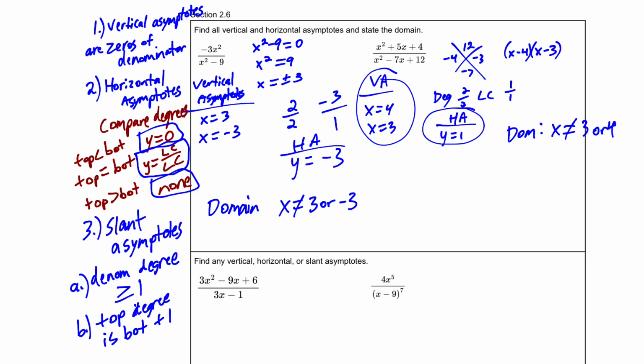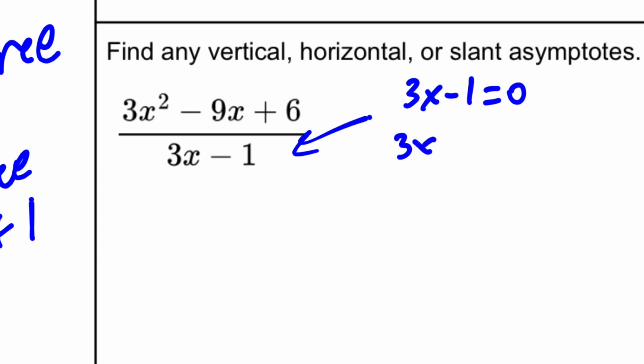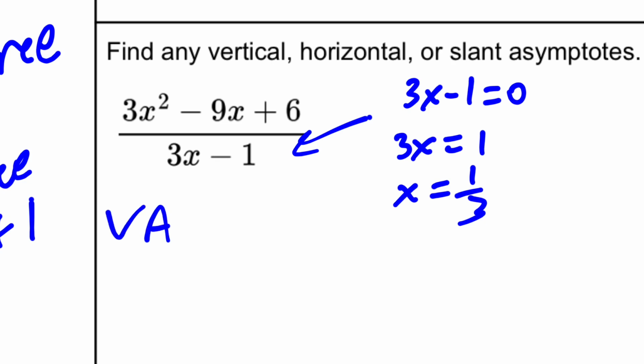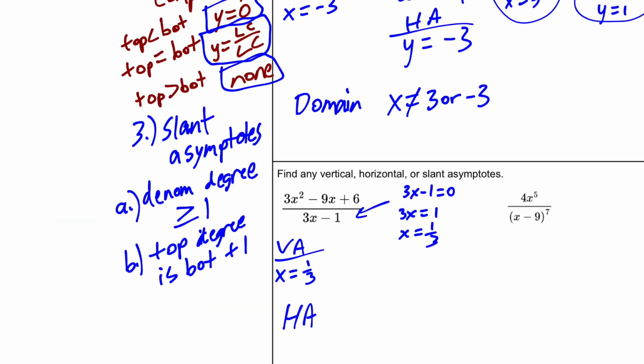For vertical asymptotes, that's the zeros of the denominator. What makes this 0? 3x minus 1 equals 0. Well, that's 3x equals 1. That's x equals 1/3. So for a vertical asymptote, we have x equals 1/3. For a horizontal asymptote, the degree of the top is bigger than the bottom, so there's none.